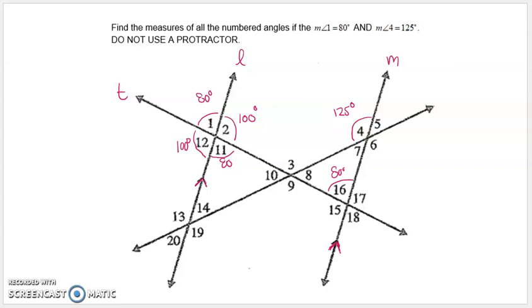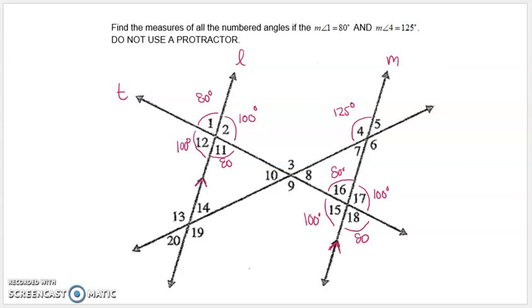17 and 2 are corresponding angles, so 17 would be 100 degrees in measure. And you can use either vertical angles or use the fact that, for example, 15 and 2 are alternate interior angles, so this would be 100. So there's lots of different ways you could establish this. 16 and 18 are vertical angles, so that angle would be 80.